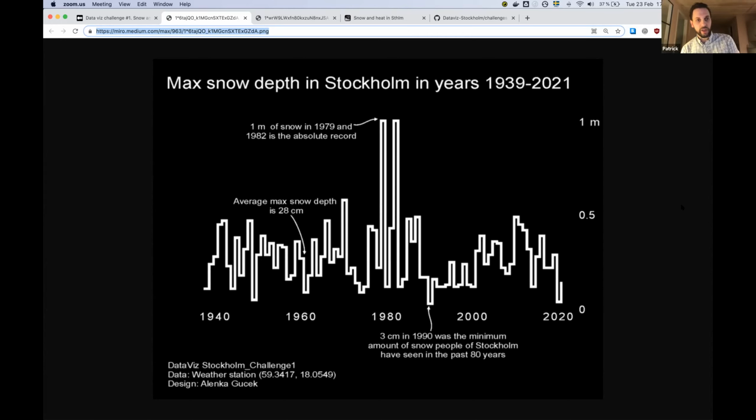Yeah, and I really like the way you've used annotations in it. Instead of putting some spot like a top line up to here, it was 1 meter of snow, or this was the minimum, you've actually annotated the places where they are, like the average, the min, and the max. So it's really, really nice.